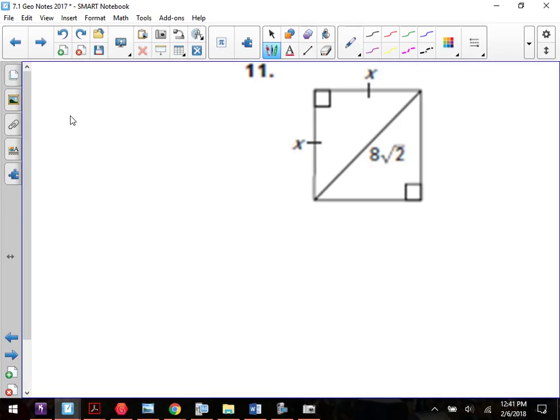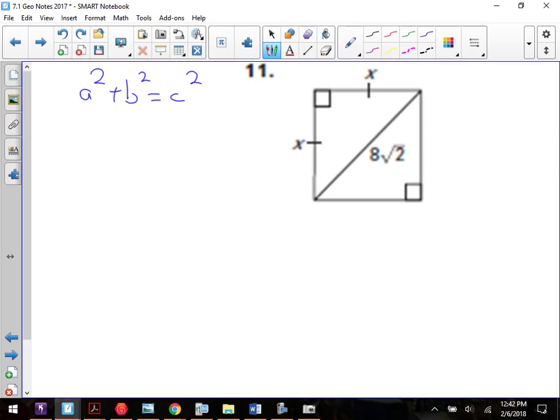So, in number 11, it's showing you that you have a square. And that diagonal there, the way that you say that number would be 8 root 2. You should probably know that. In that right triangle, then, is the 8 root 2 playing the role of a leg or a hypotenuse? Good. So that means as you go through this, you have your a squared plus b squared is your c squared.